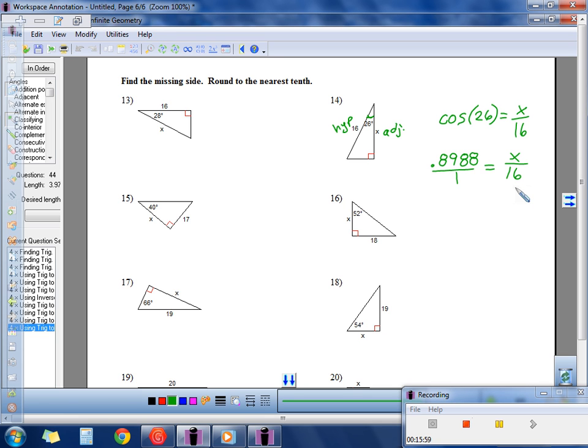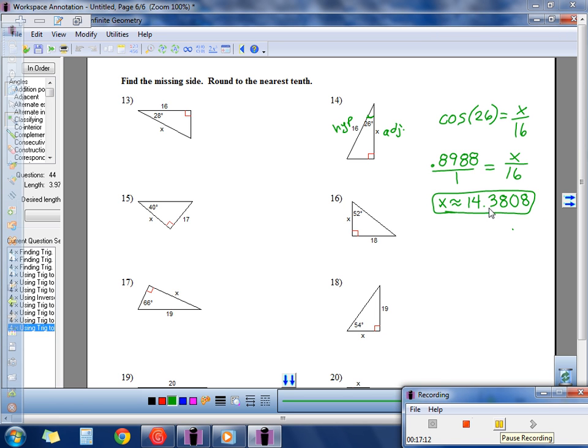A proportion. And you should be awesome at solving proportions because all you do is cross multiply. And that reiterates the fact that you're going to do 16 times that decimal value. So tell me what 16 times that decimal is. 14.3808. And that's approximately equal to. And always double check. Does this number make sense? Well, that's hypotenuse. This should be a little shorter. Is that a little shorter than 16? Yes. There's your answer.